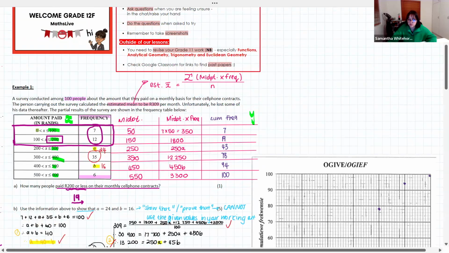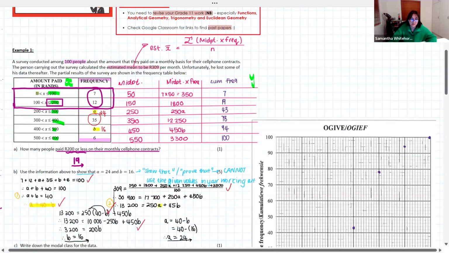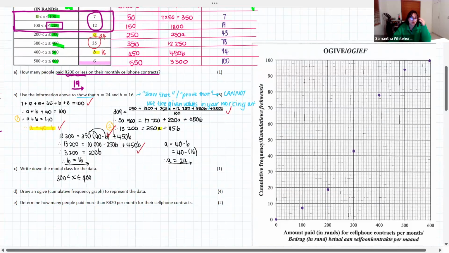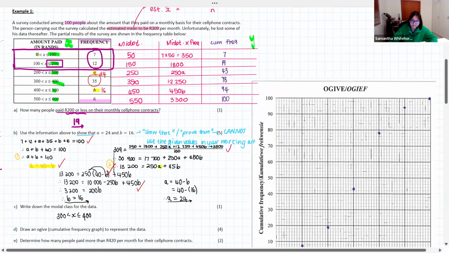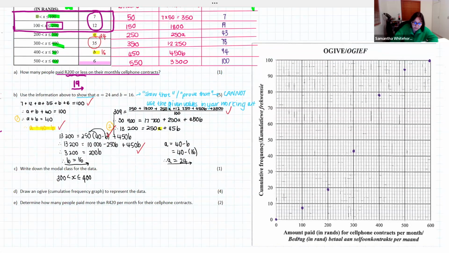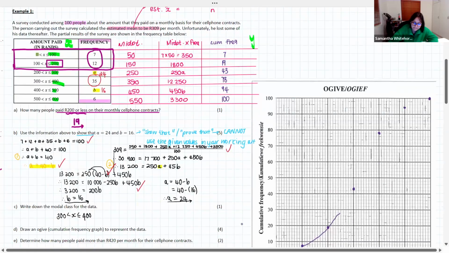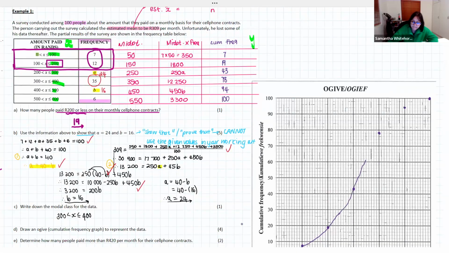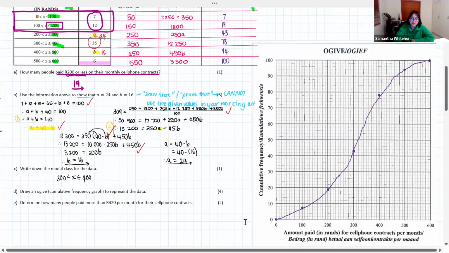Your last point should also always be in terms of your cumulative frequency, your total number of people, or total number of data points. Okay, so there's all my points. You now join them. Remember, it is not with a line, it is with a curve. So I should not see any ruled lines. I'll do my best here. But there you go. That's sort of your ogive.